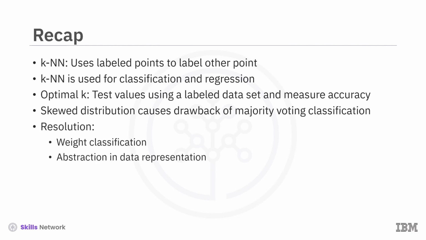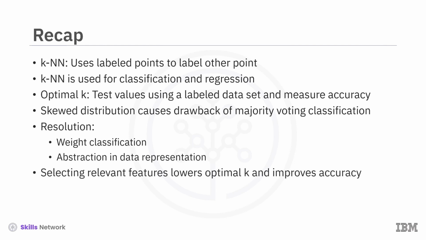A possible resolution can be to weigh the classification or by abstraction in data representation. Selecting only relevant features lowers the optimal k and improves both accuracy and computational efficiency. To check whether an independent feature is important, you can tune k with and without the feature and evaluate the change in model performance.